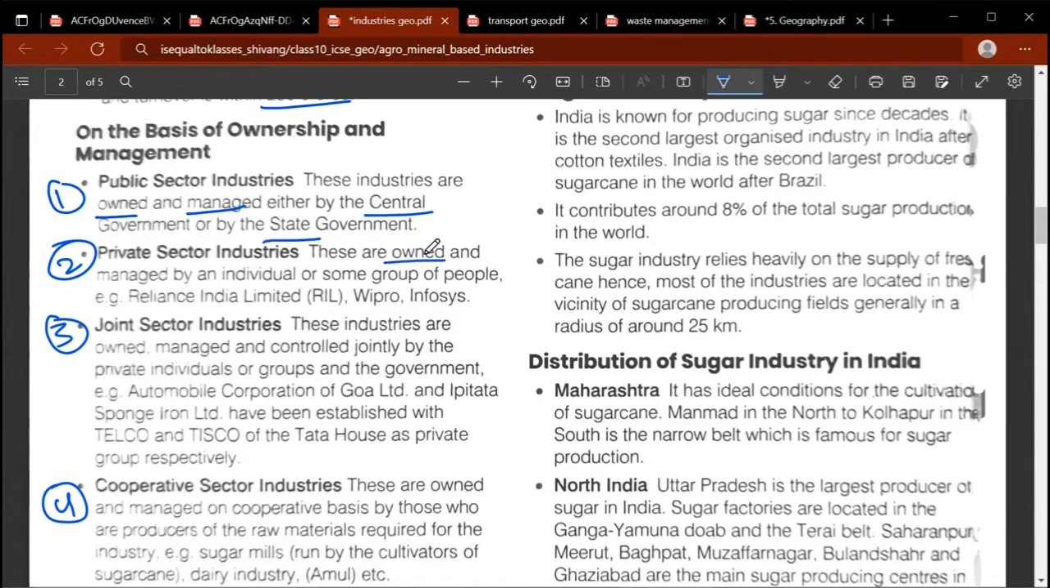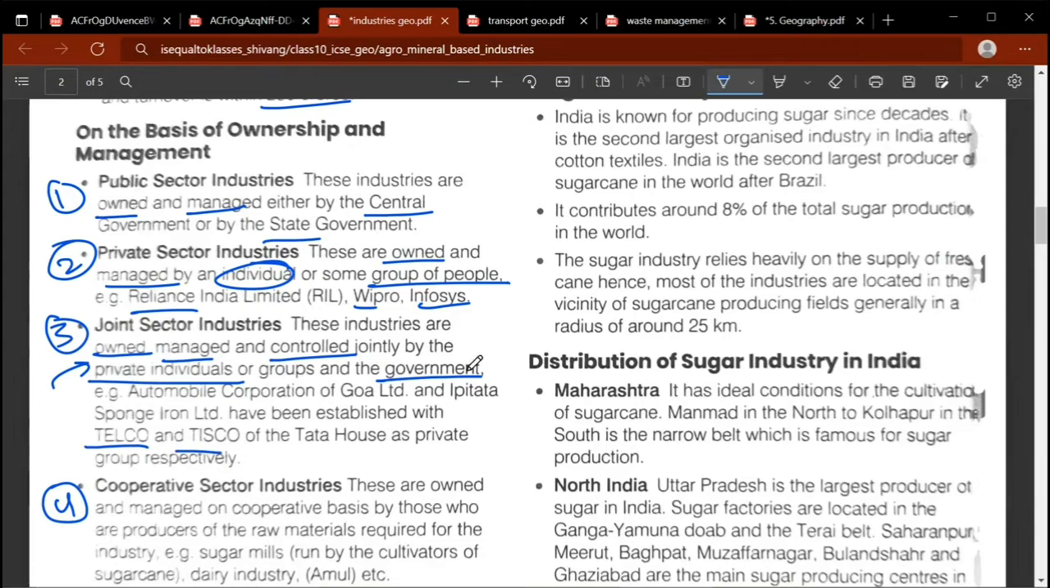Private sector industries are owned or managed by an individual or some group of people. The examples are Reliance, Wipro, and Infosys. Then you have joint sector industries. They are owned, managed, and controlled jointly by the private individuals as well as the government. Example, Automobile Corporation of Goa and Tata Steel Limited have been established by Telco and Tiscorp Tata House as private groups respectively.